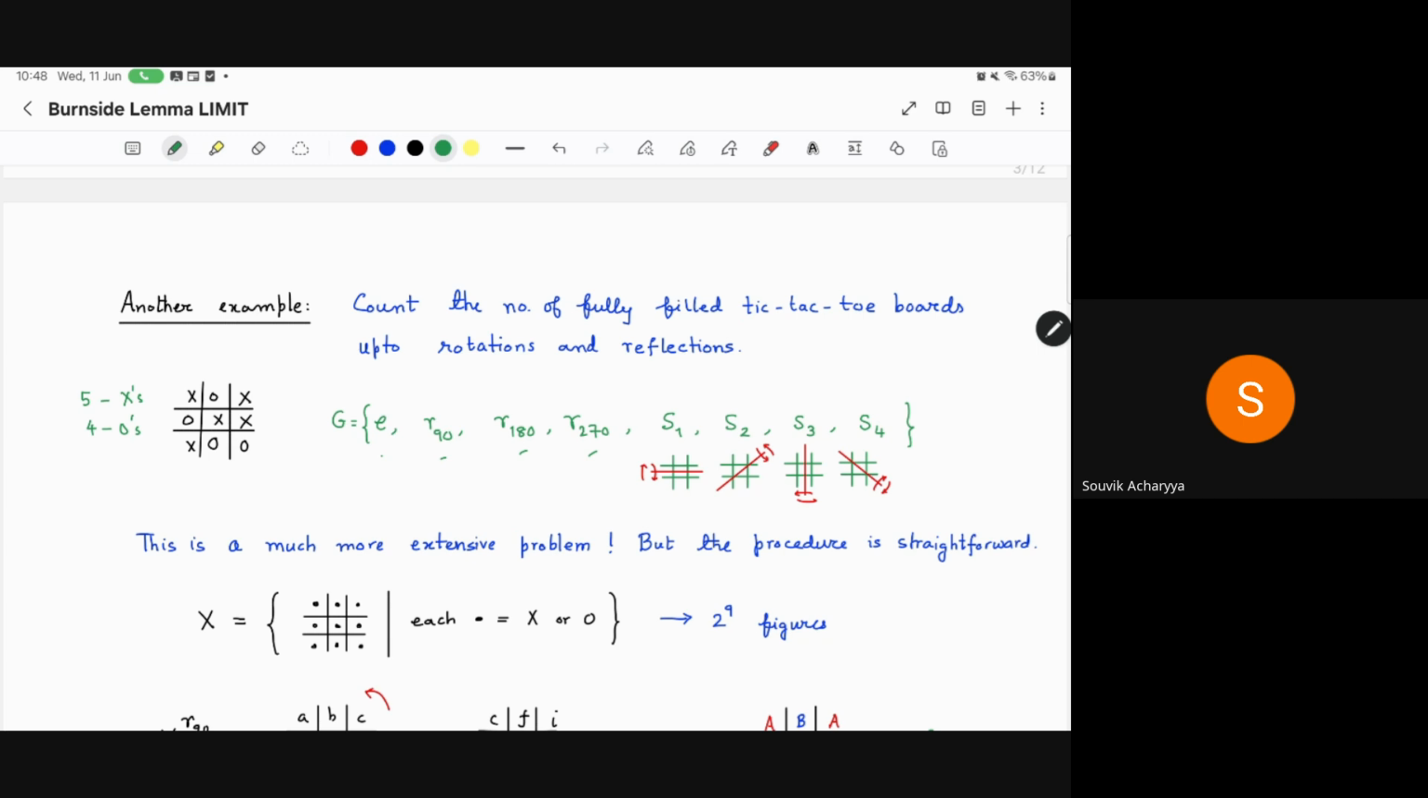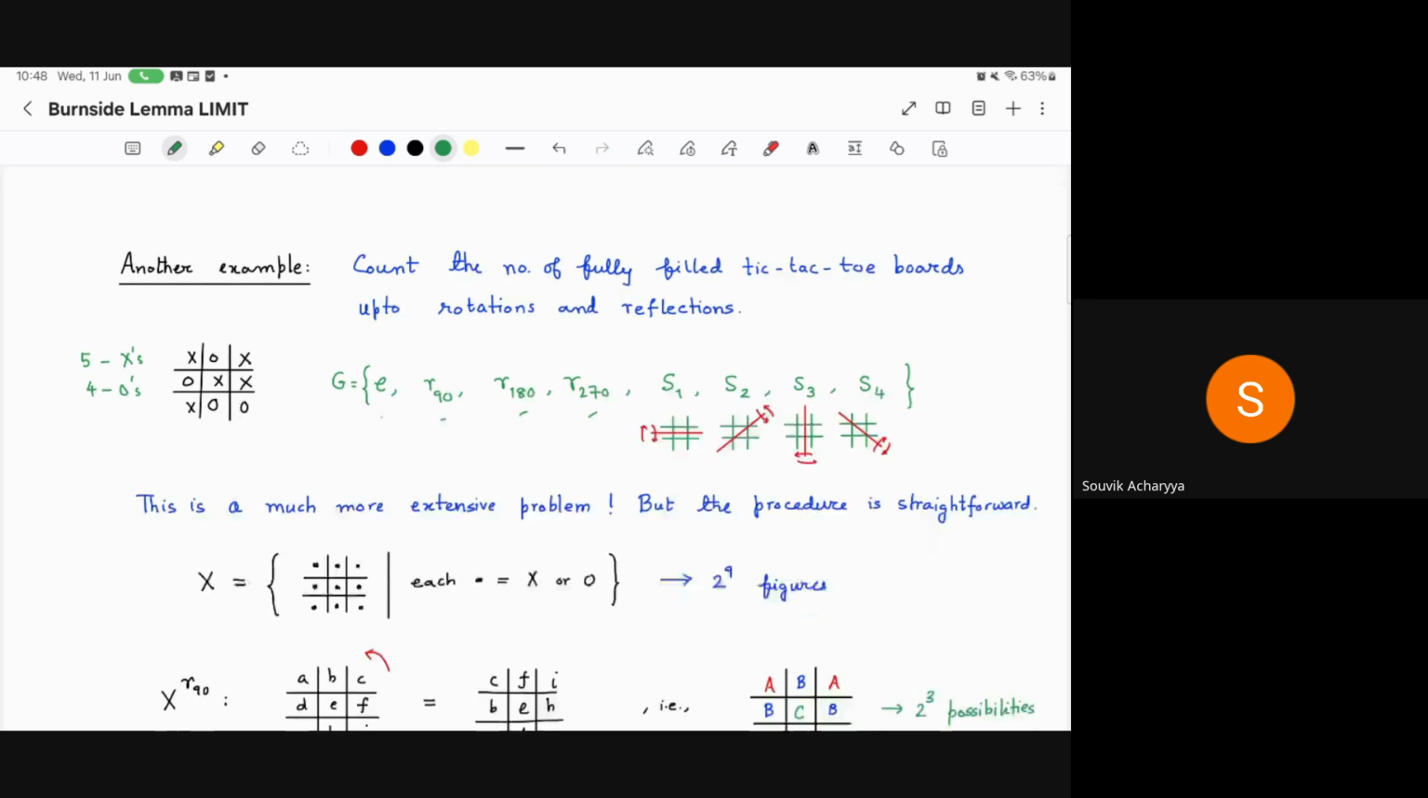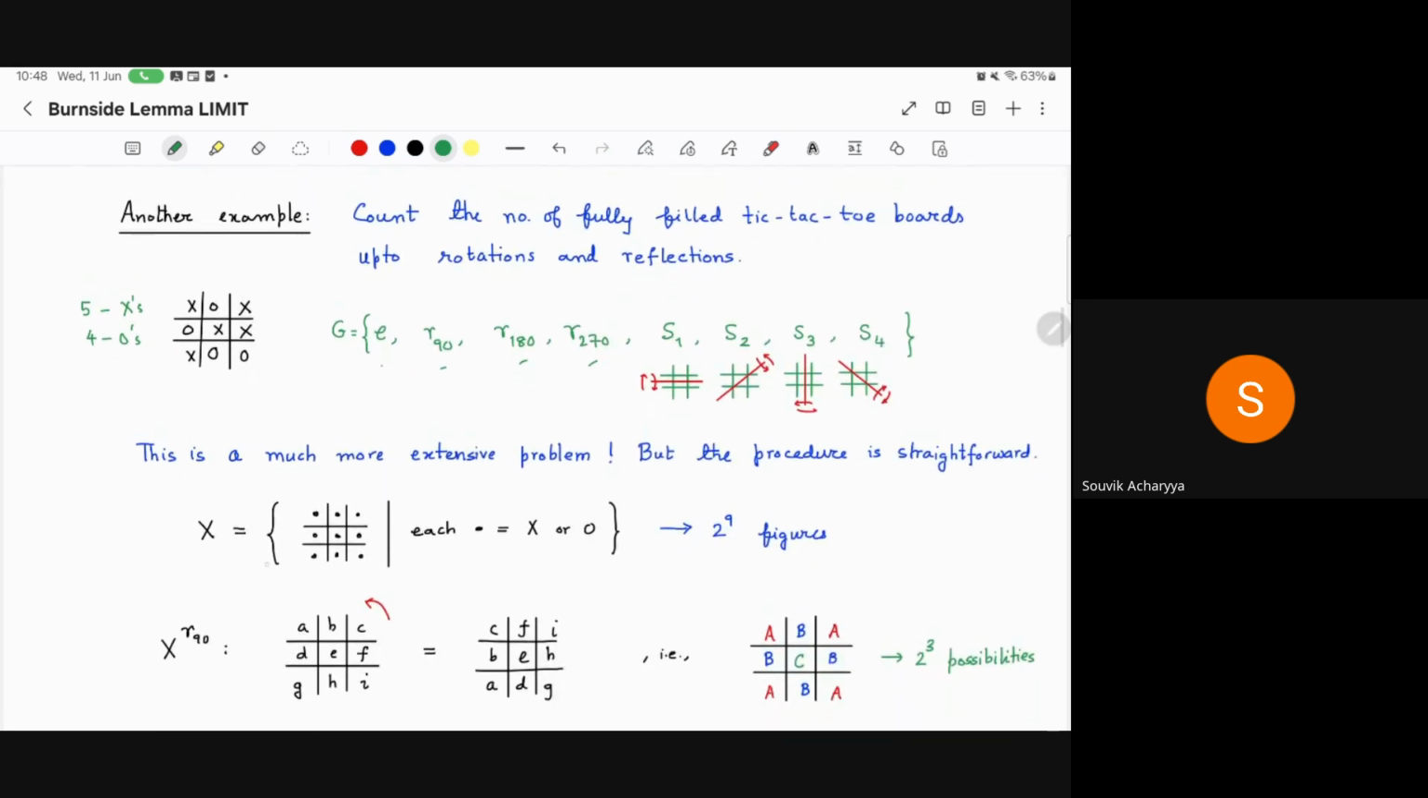So there's a lot more to count, but the procedure is exactly the same. Our set of figures is exactly this. There are 9 places to fill. Each place can be filled with a knot or a cross.